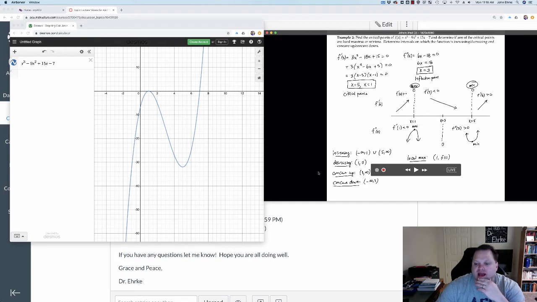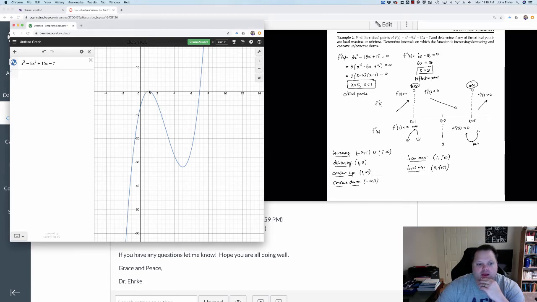We said that this function is increasing from negative infinity to 1. So here's the point at 1, and here's the point at 5. These are my two critical points. Notice that the function has a positive slope all the way up to 1. Then it has negative slopes from 1 to 5, then positive slopes again from 5 to infinity. So increasing and decreasing looks right.